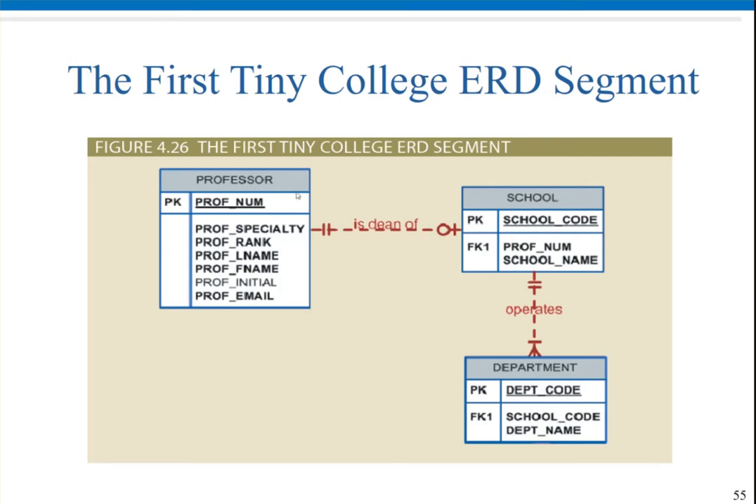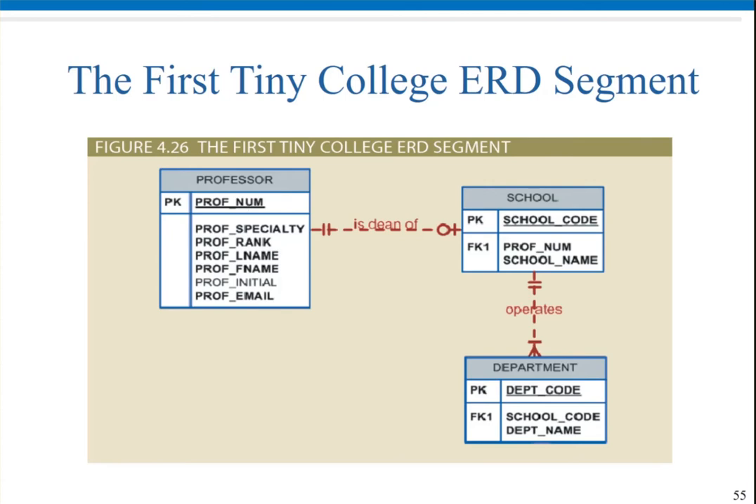And here we see the primary key and the foreign key. The primary key is school code. The primary key here is professor number. And then the foreign key here is the professor number over here, and that is related to the primary key in professor in here.